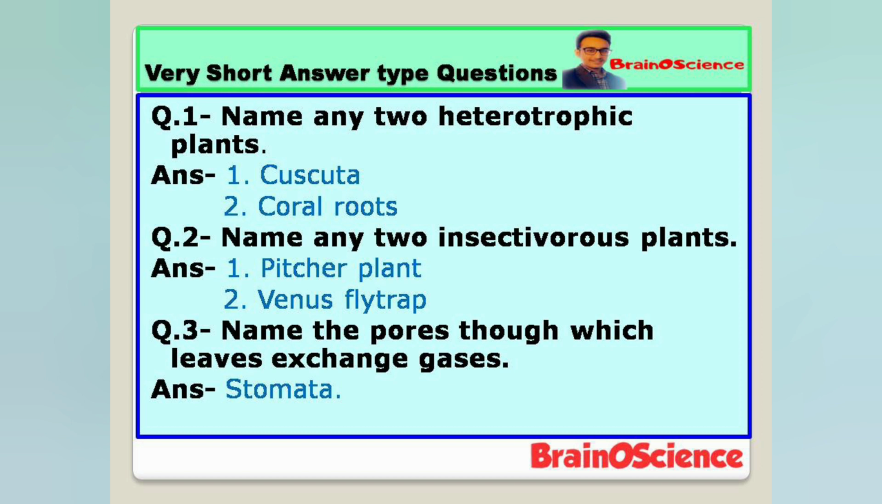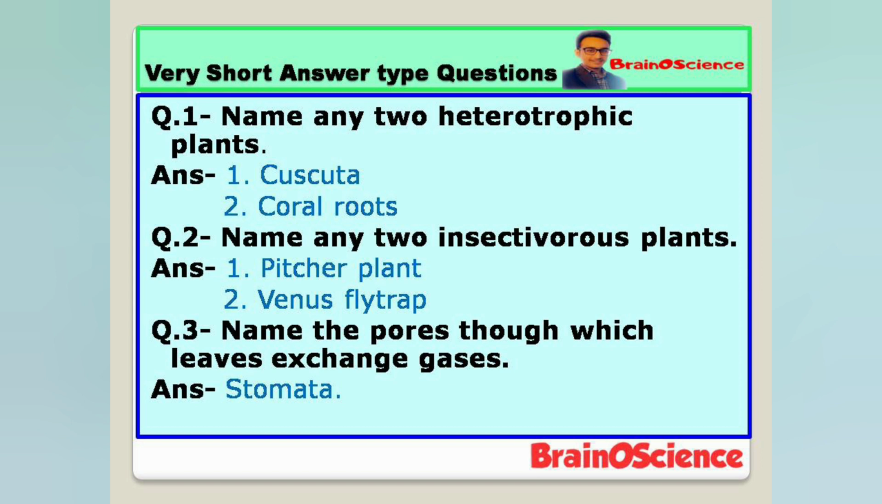These are some very short answer type questions. Question number 1: name any 2 heterotrophic plants. Answer: number 1 Cuscuta, number 2 coral roots. Question number 2: name any 2 insectivorous plants. Answer: number 1 is pitcher plant, number 2 is Venus flytrap.